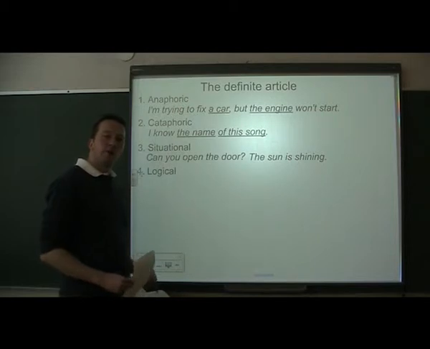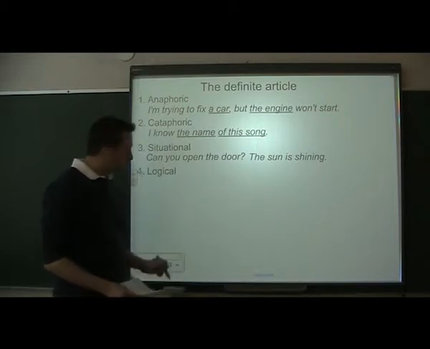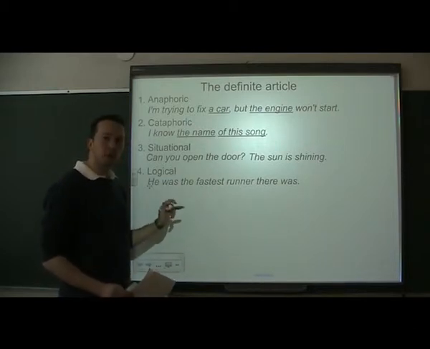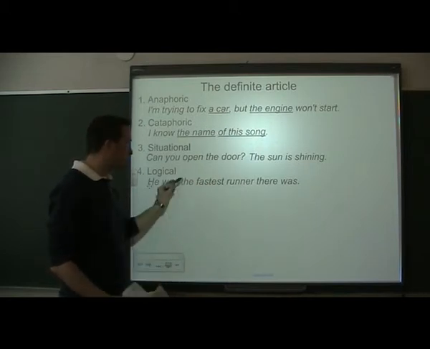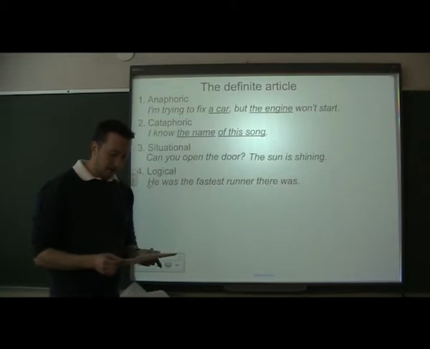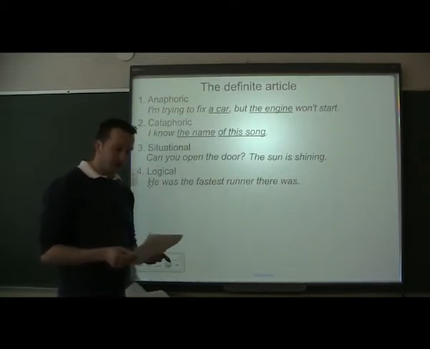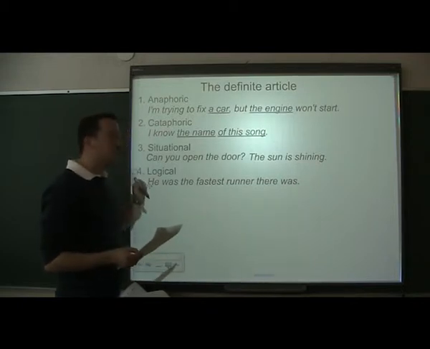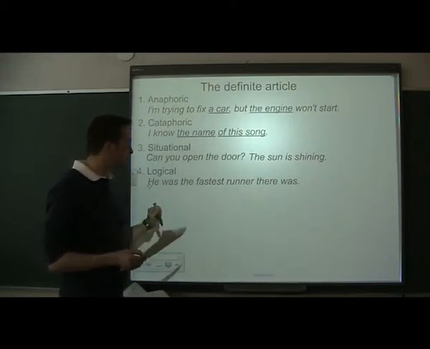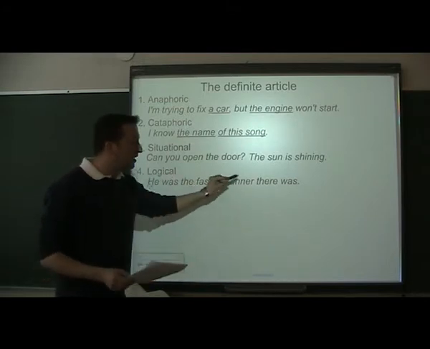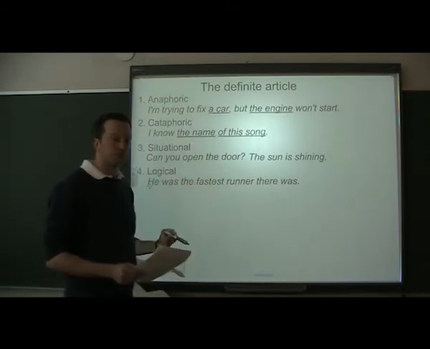In some cases, it's only logical to use the definite article. With superlatives, for example, he was the fastest runner there was. If there only can be one who's the fastest, it's only logical to use the definite article. So it's either the superlative or other restrictive modifiers that define the referent to be unique somehow. And there we use the definite article. We all know what we're talking about because it's a unique runner that was the fastest one.